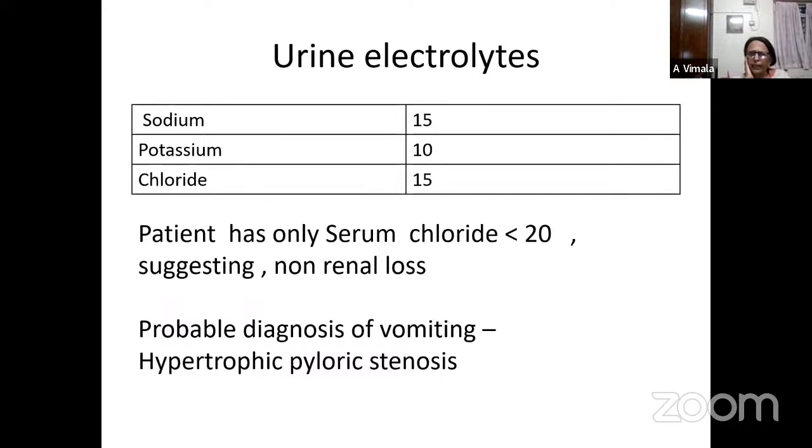This child had a urine sodium of 15, potassium of 10, chloride of 15. So the patient has a urine chloride less than 20. We suggested non-renal loss. So the probable diagnosis of vomiting here is hypertrophic pyloric stenosis. To repeat, the most common abnormality you see in vomiting above the pylorus is hypokalemic, hyponatremic, hypochloremic metabolic alkalosis with urine chloride less than 20. So this child has hypertrophic pyloric stenosis.